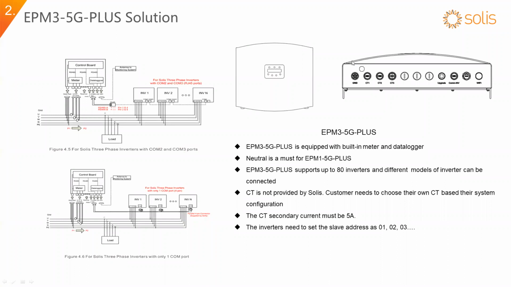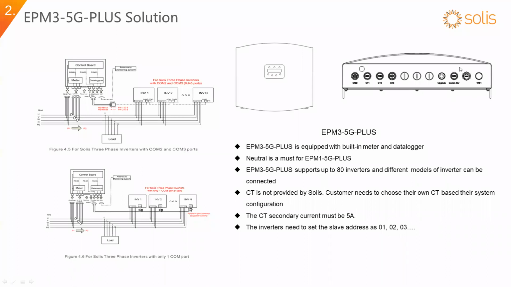So let's look at the bottom view of this device. You have a grid port for the voltage sampling and powering of the EPM device. And then you have 3 CT ports for the current sampling. And the center 3 port is reserved. And there's another 4-pin COM port that is used to upgrade the EPM. And then there's another 2-pin communication port that is used to connect the communication with the inverters.